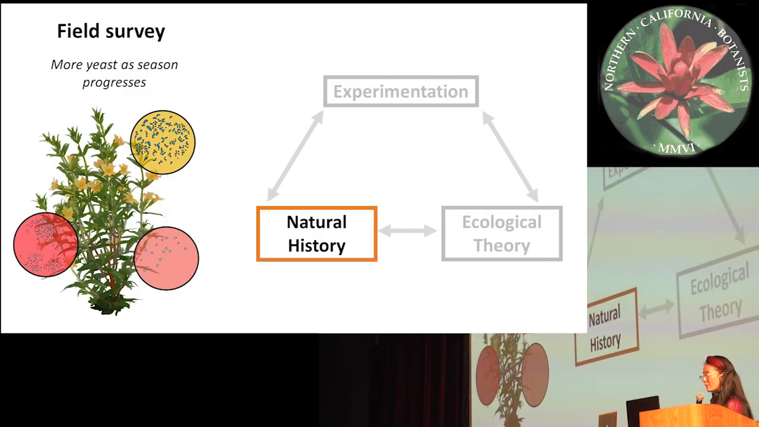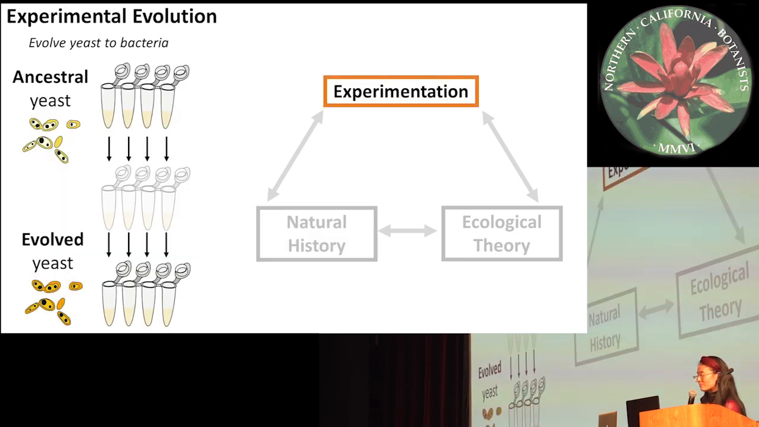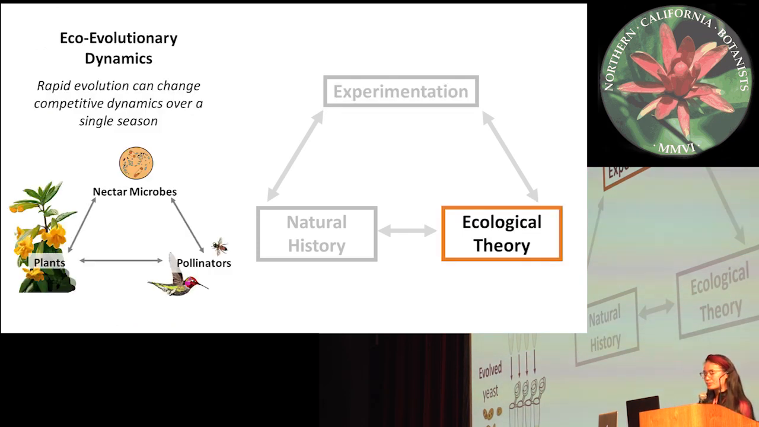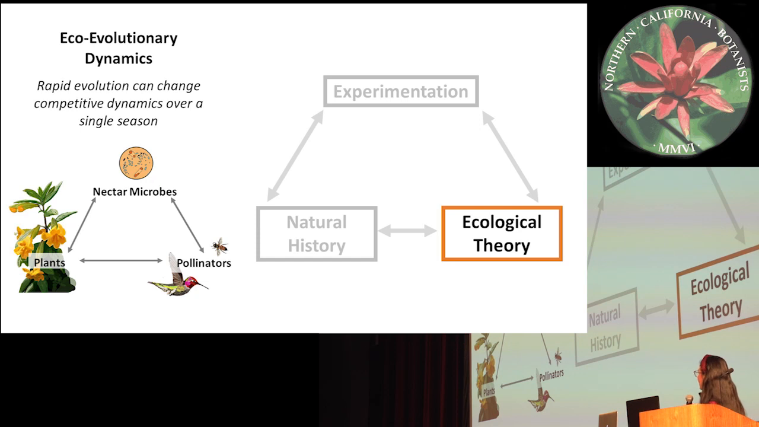So just to recap what we learned here, we used a field survey where we observed that there's more yeast in flowers as the season progresses. We did an experimental evolution project to test this in the lab to see if this holds up. And what we found is that rapid evolution can change competitive dynamics of microbes over the course of a single season.